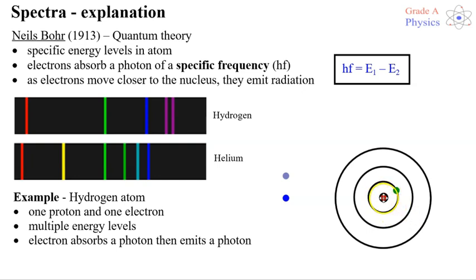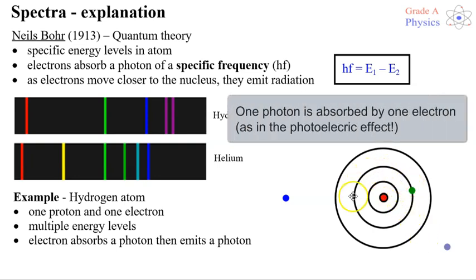If we look at an example, we've got a hydrogen atom here, with one proton in the nucleus and one electron, and normally that will be in its ground state, which is the lowest energy state down here. Let's say a photon of light comes in and is absorbed by the electron, so the photon disappears, and the electron will jump up to the next energy level, which corresponds specifically to the energy of the photon.